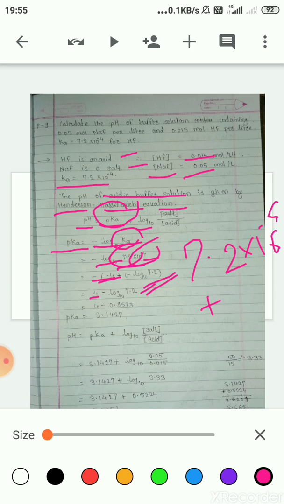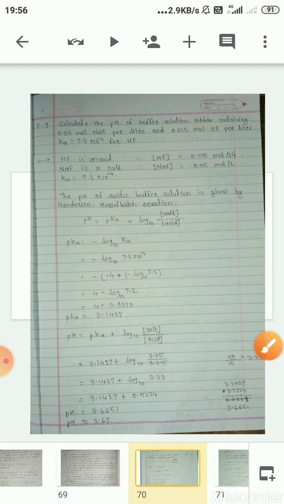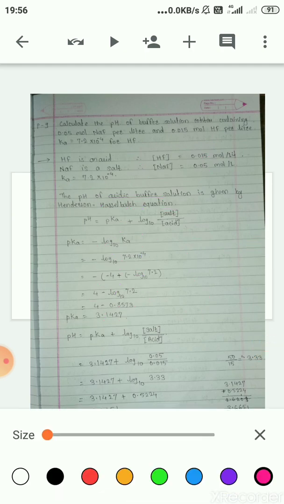Here for 7.2, see the log of 7.2, you will get the value 0.8573. So write down there 4 minus 0.8573, and the pKa will be 3.1427. Okay, now we can put the value of this pKa into the equation.